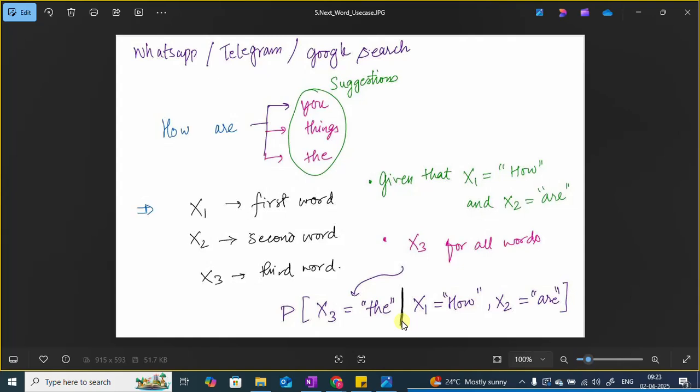Generally, we call it "provided". Let me tell you how you have to pronounce it. X1 is equal to how and X2 is equal to R. You say: probability of X3 is equal to "the", then the pipeline symbol. In a CSV file, comma separated values, we also see the pipeline symbol or danda mark. You have to read it as: probability of X3 is equal to "the", provided or given that X1 is equal to "how" and X2 is equal to "are".